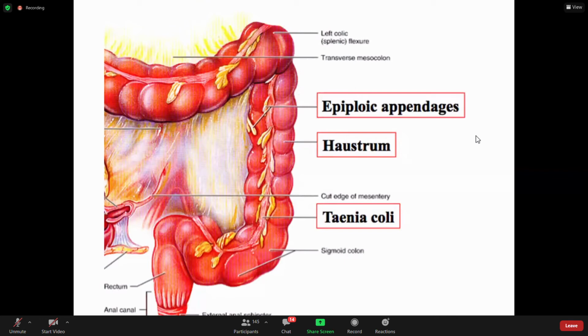So basically, I will tell you three characteristic features which are present only and only in your large intestine, and first is the Taenia coli. So what is Taenia coli? That I will be explaining. These Taenia coli are ribbon-like bands of basically longitudinal muscle cord.